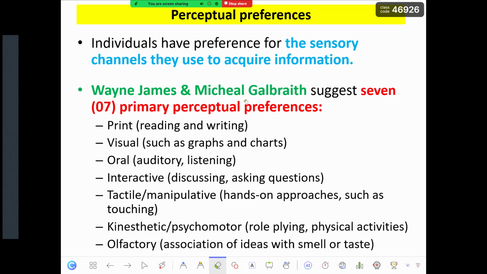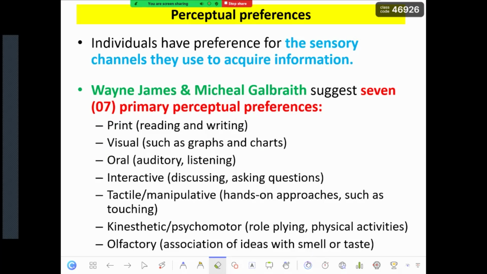Winnie James and Michael Gilbreth suggest 7 primary perceptual preferences in learning: print, visual, oral, interactive, tactile, kinesthetic, olfactory. Those perceptual preferences are synonyms for what you call learning styles. Some prefer printed materials, reading and writing. That is simply visual learners, right? So those two come under visual learning, such as graphs and charts.